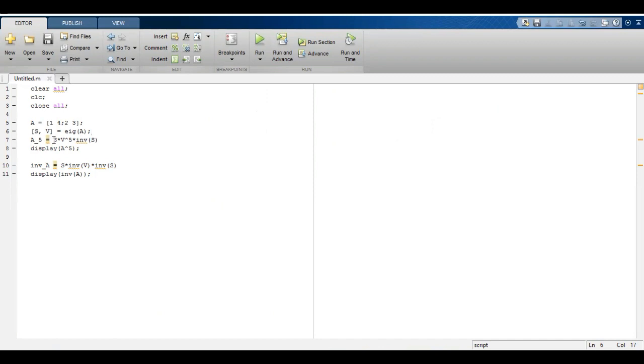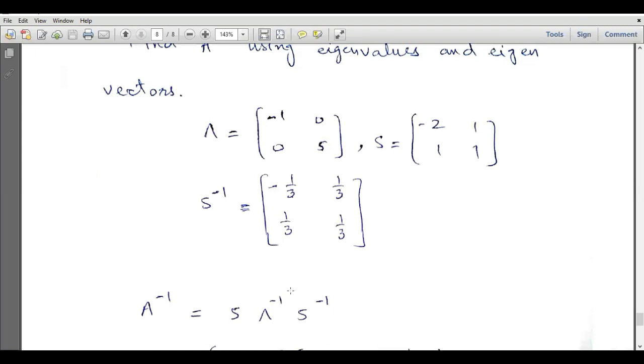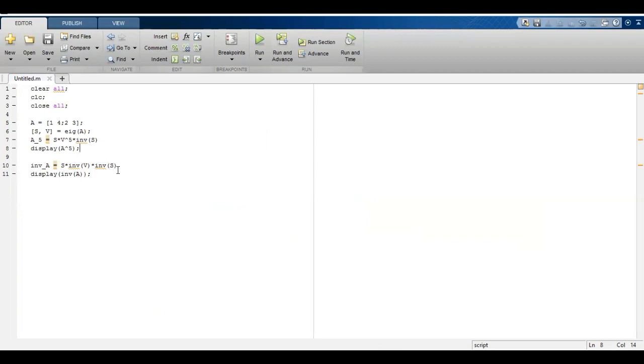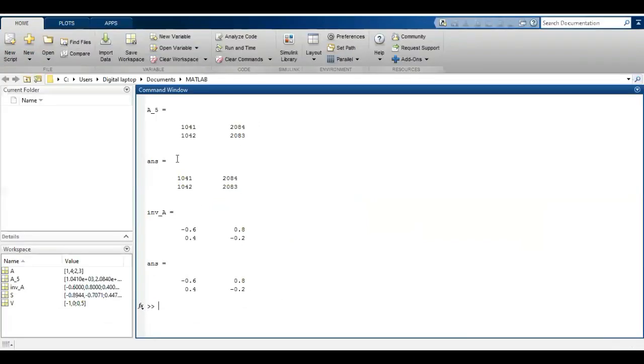So A raised to power 5 will be equal to S lambda raised to power 5 multiplied by S inverse. So this will give us A raised to power 5 by using this eigenvalue method, and we will evaluate A raised to power 5 in the conventional method as well. So we can compare our answer. Similarly, we can evaluate inverse of this matrix A by using eigenvalue method, and that will be equal to S lambda inverse into S inverse, right? Which is also given in this example. Then we will compare our answer with the actual inverse of this A matrix. So let's run this code, and after running this code, we have the result over here.